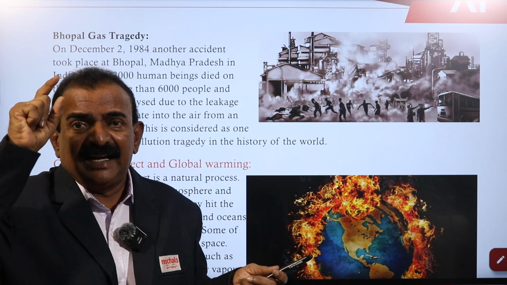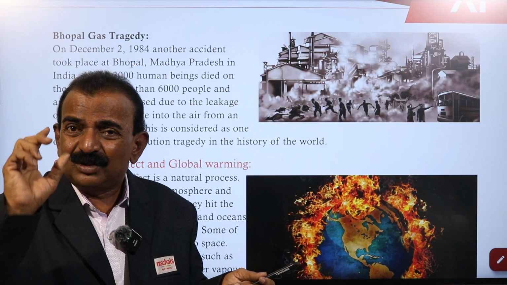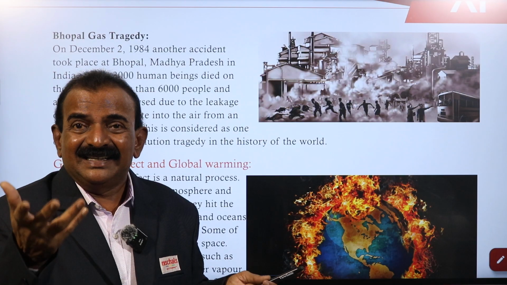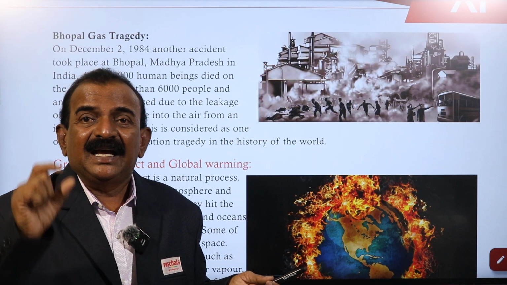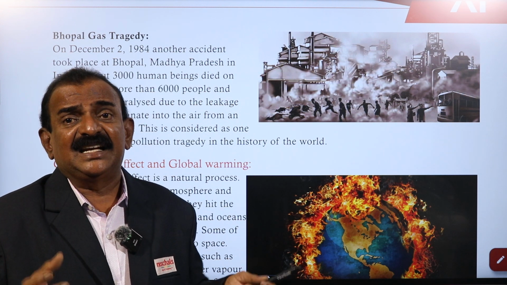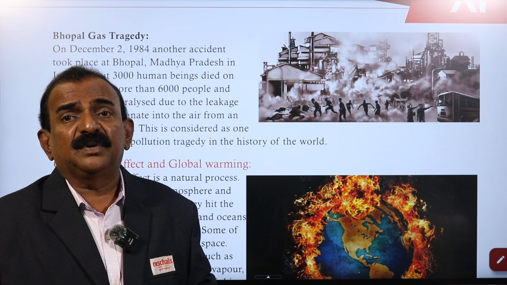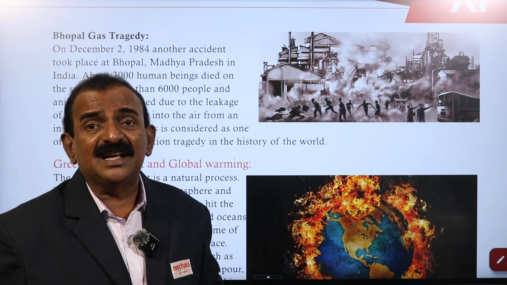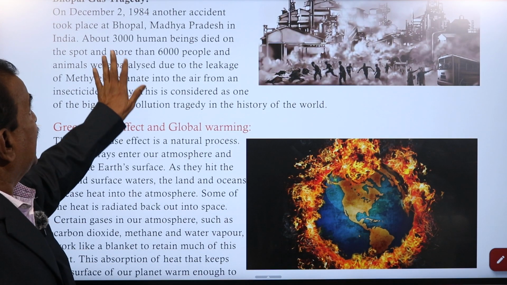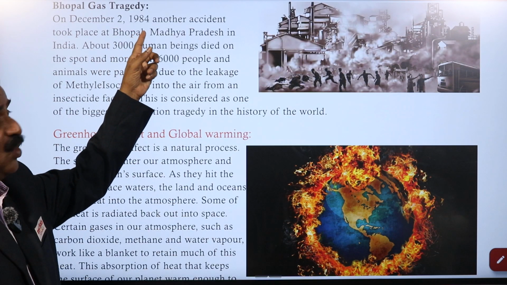Because that gas is the most poisonous gas, methyl isocyanate, and it was released due to the bursting of the reactors used in this insecticide factory. It released poisonous gas and killed 3,000 people on the day, and also 6,000 people were paralyzed by breathing this gas. Now I am reading about the Bhopal gas tragedy on December 2, 1984.